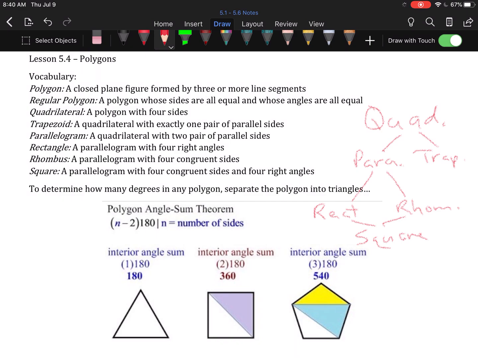A quadrilateral, you can cut once into 2 triangles. 2 triangles would be 360 degrees, 2 times 180. A pentagon, a 5-sided shape, if you start at one vertex, you can cut twice. That's 3 triangles. 5 sides minus 2 is 3 triangles. 3 times 180 in each triangle gets us the 540.